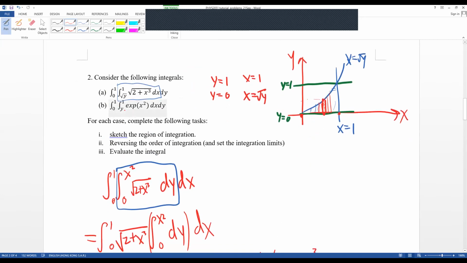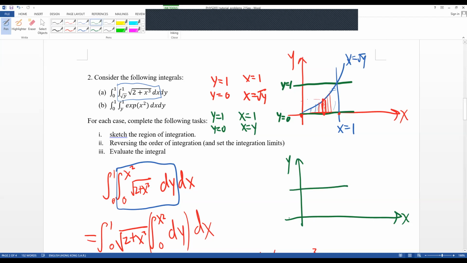Okay, so now let's try part B. Okay, let me just draw it here. So again, I have four lines: y equals 1, y equals 0 again, and then x equals 1, and then x equals y. So this is the region.